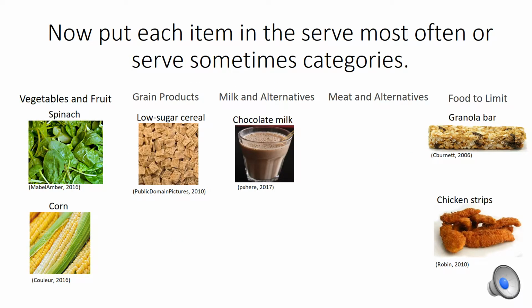You should have found that spinach and corn belong in the vegetables and fruit food group. Low sugar cereal is a grain product, and chocolate milk belongs with the milk and alternatives. Remember that granola bars and chicken strips belong in the foods to limit category. Now, let's put each item from the food groups in the serve most often or serve sometimes categories.